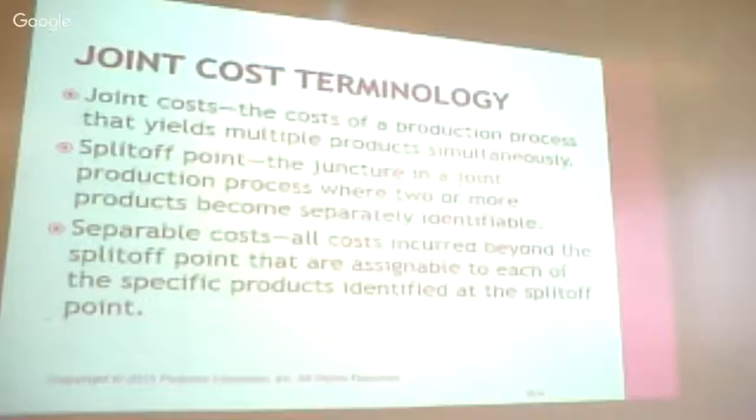Split off point, the juncture in a joint production process where two or more products become separately identifiable. So the split off point would be when they take the rinds off of the oranges, and the middle part goes out to make the orange juice, and then they grind up the rinds to sell to the ranchers. And then separable costs, all costs incurred beyond the split off point that are assignable to each of the specific products identified at the split off point. Okay? All right.